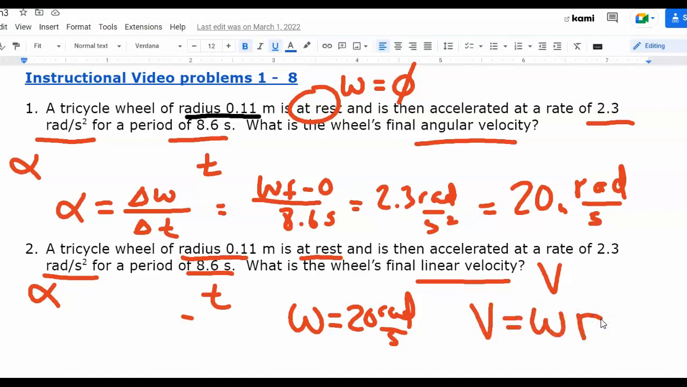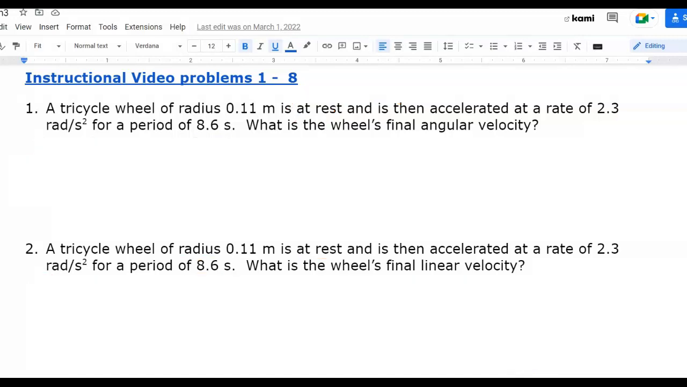Right. So this is so simple. Take that 20 and multiply it by r. So 20 times 0.11. So the velocity is 2.2 meters per second, because the rotational or angular velocity was 20 radians per second multiplied by r, which is 0.11 meters, and it becomes 2.2 meters per second. Let's look at the third problem.